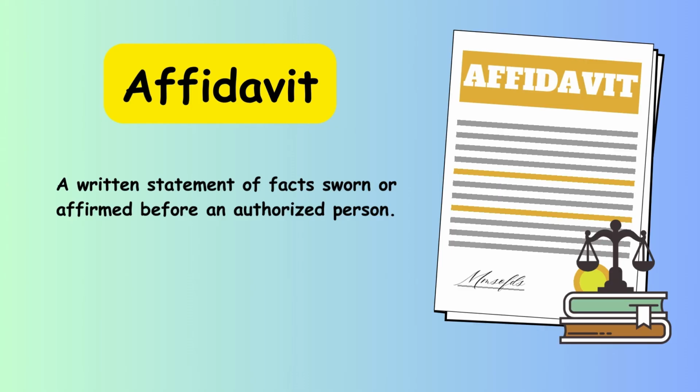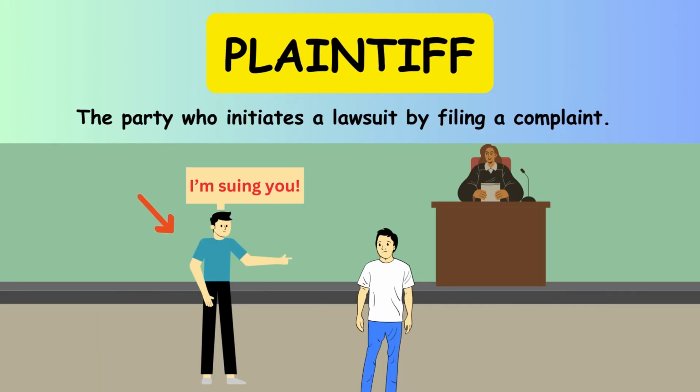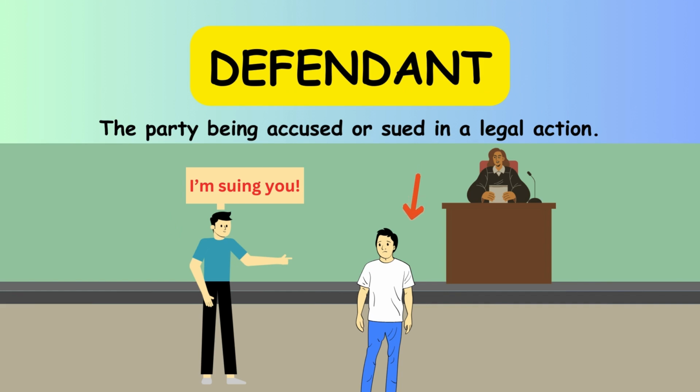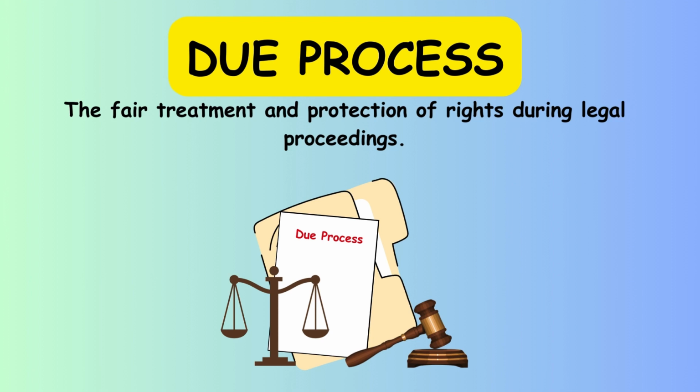Let's dive in. Affidavit. A written statement of facts sworn or affirmed before an authorized person. Plaintiff. The party who initiates a lawsuit by filing a complaint. Defendant. The party being accused or sued in a legal action. Due process. The fair treatment and protection of rights during legal proceedings.